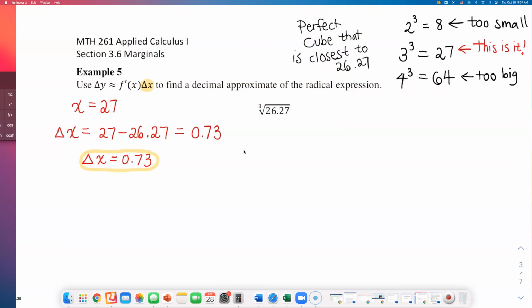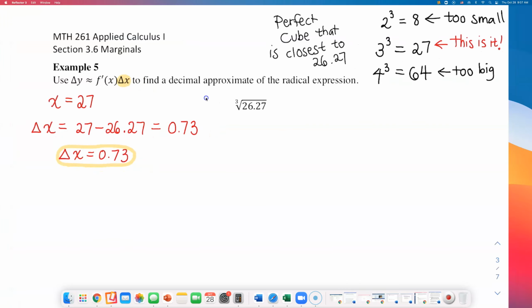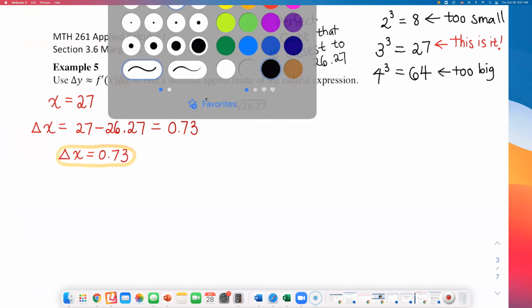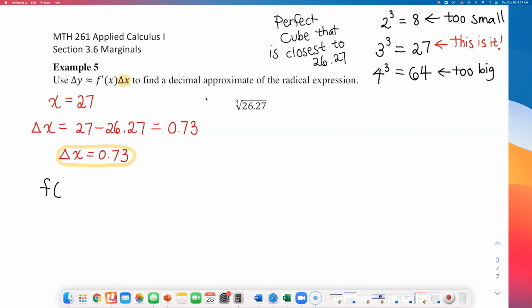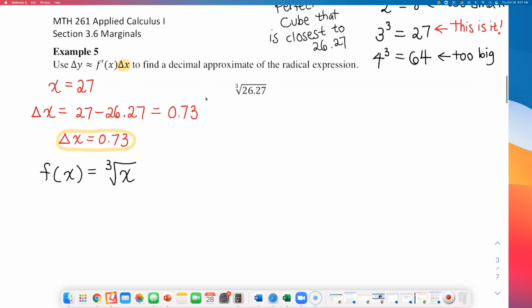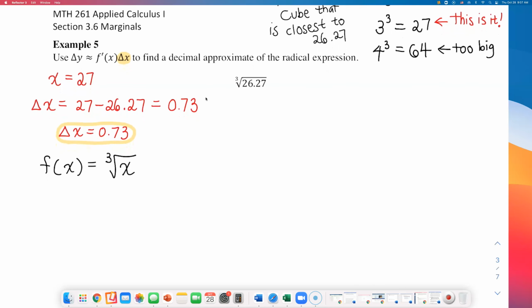Now you can see that we need to find f prime of x. After finding f prime of x, I'm going to plug in 27 in there because that's our x value. So what is the function? The function is f of x equals cube root of x. So f of x is cube root of x, which is x raised to the 1/3 power. And I rewrite it because I'm going to use the power rule to find the derivative.